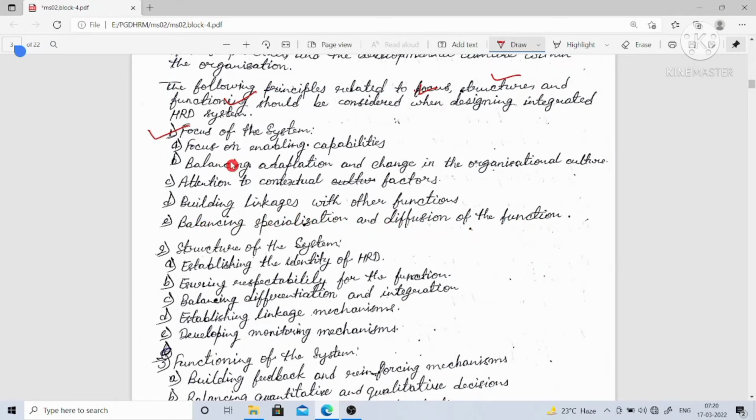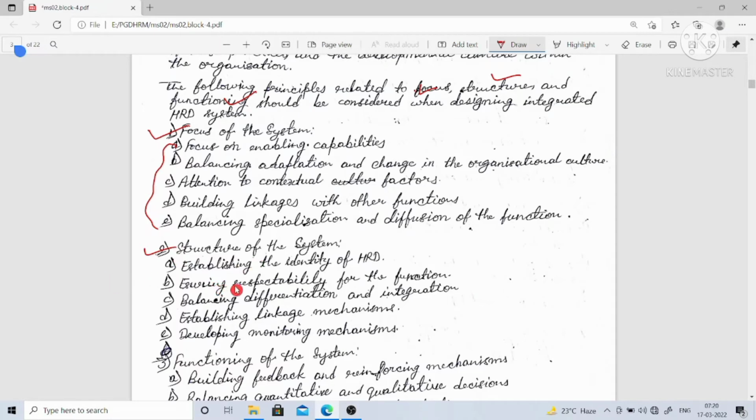So these things should be considered while designing a human resource development system, and this is in the context of focus of the system, means where the organizational human resource development system should focus when designing a human resource development system. So these are the things. Then second given here about structure. So what are different principles about structure which should be kept in mind while designing human resource development system?